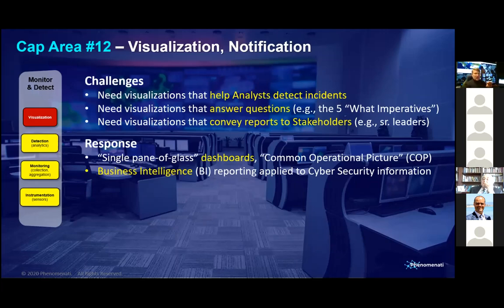But this idea of a single pane of glass or a dashboard or a cup. I actually am on advisory boards for a handful of technology companies trying to break into the market.